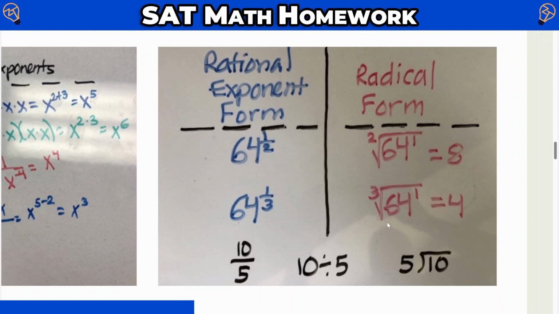So notice anything that doesn't have an exponent is assumed to be a 1. If there isn't a root, like an index written outside the root, it's assumed to be a 2. And we read this from right to left. So 64 to the 1/3 or 64 to the 1/2. And then the exact same way that I said it, we write it here in rational exponent form. So 64 to the 1/2, 64 to the 1/3.